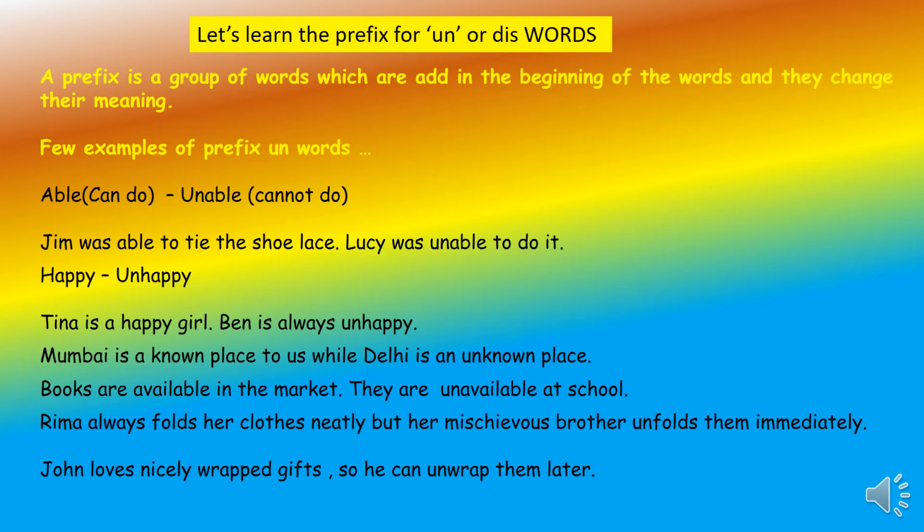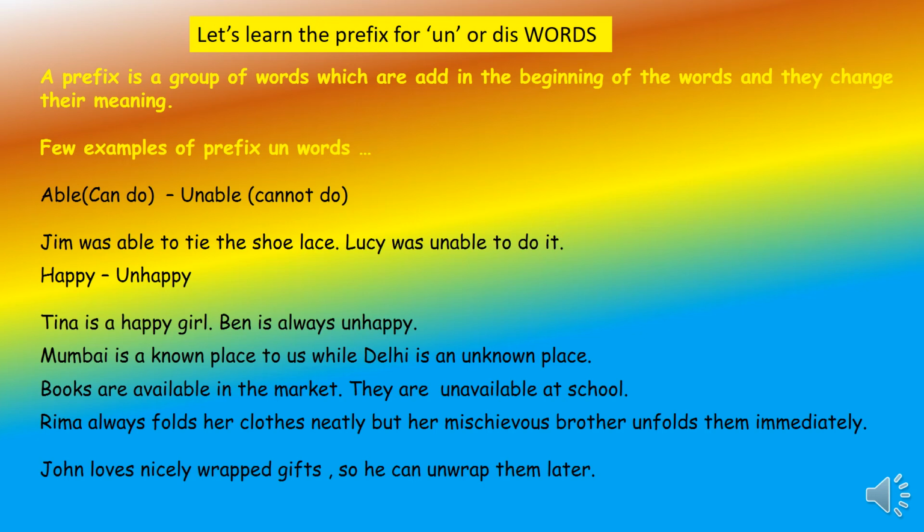Similarly, happy, unhappy. Tina is a happy girl. Ben is always unhappy. So instead of saying not happy, we are using the word unhappy, and we are adding the prefix un in front of the word happy. Similarly, let's see a few more examples. Mumbai is a known place to us, while Delhi is an unknown place. So, known and unknown. We have added the prefix un in front of the word known. So it has become unknown.